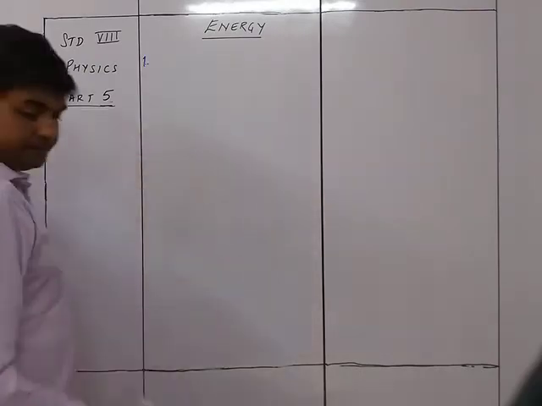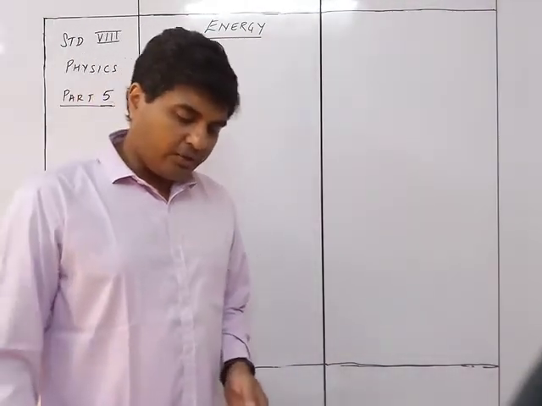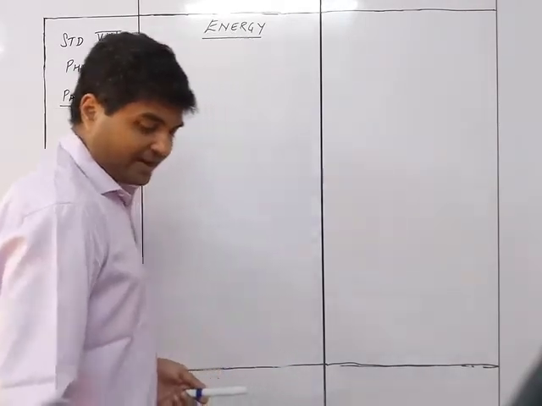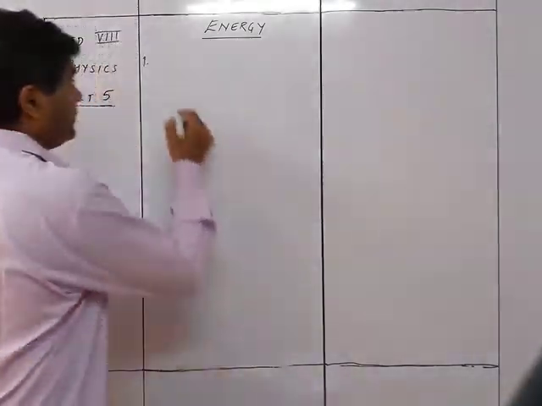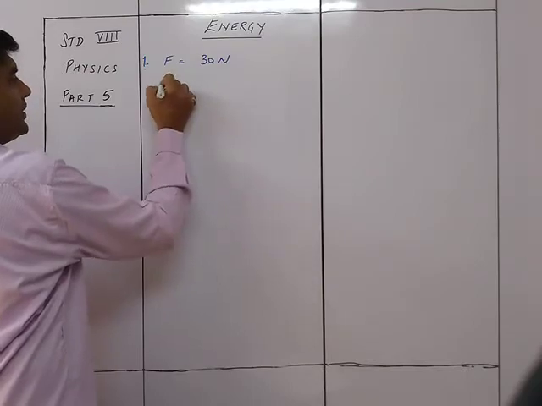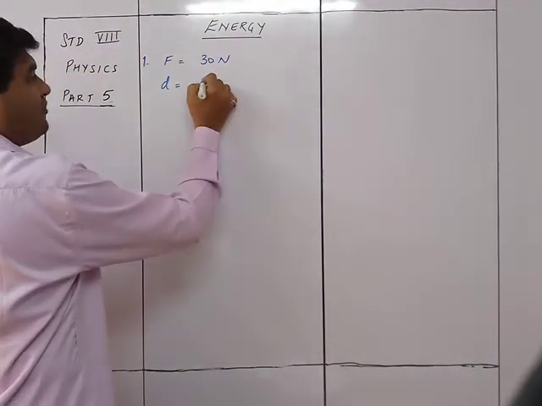The first numerical: A force of 30 Newton acts on a body and moves it through a distance of 5 meters in the direction of the force. So what do we understand? Force is given to you. F is equal to 30 Newton. We are also given the distance, and due to this force the body moves by 5 meters.